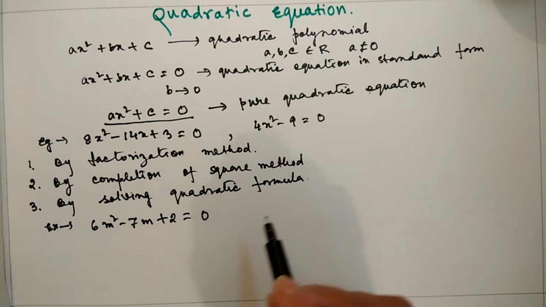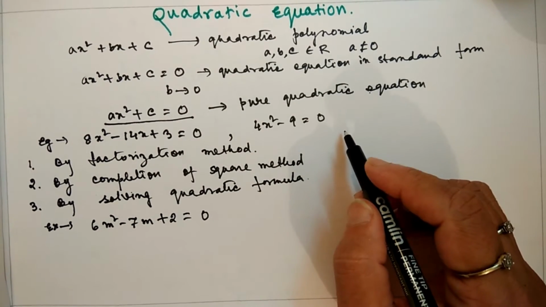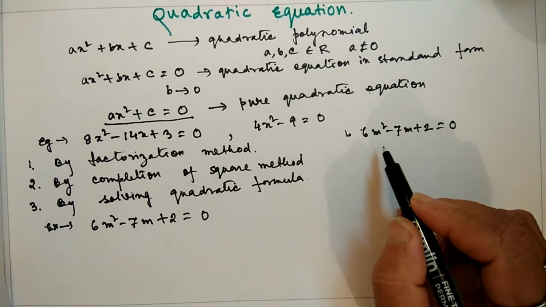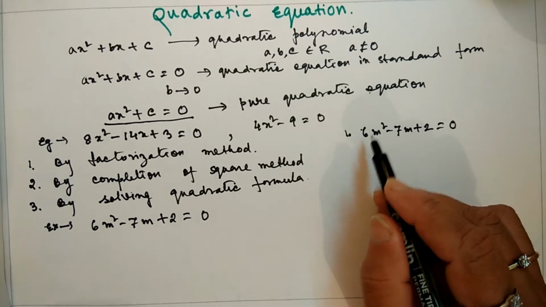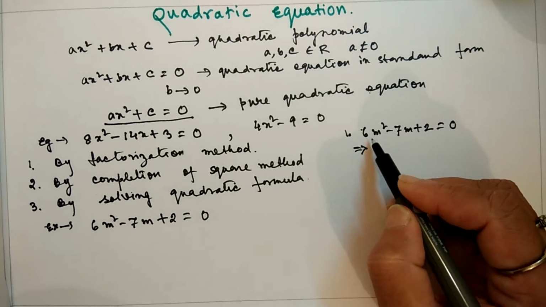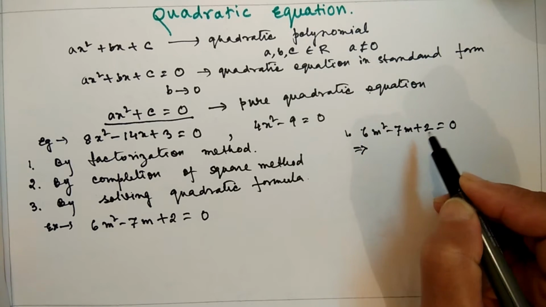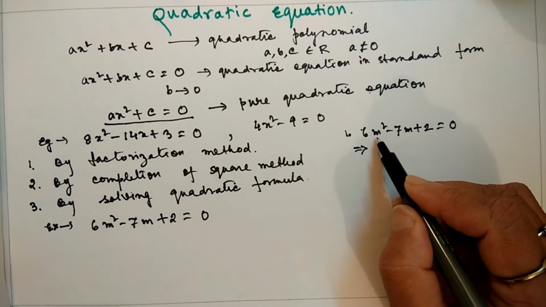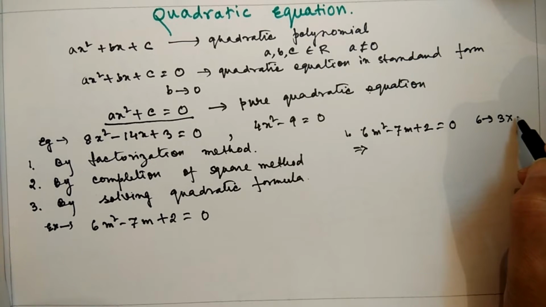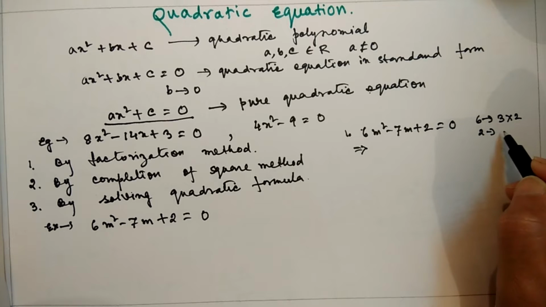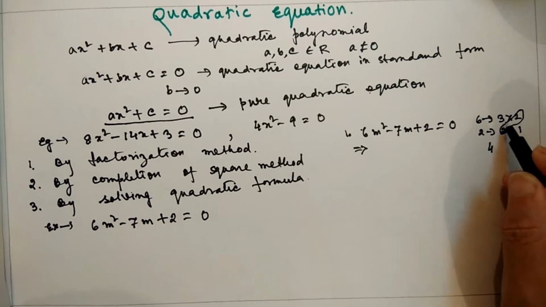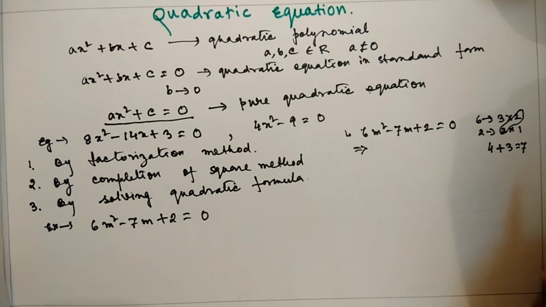So number one is the factorization method. Now in the factorization method, we take the left hand side expression. This is a and this is c. Now we take all the factors of a and c. How do we do it? See, factors of 6 are 3 into 2. Factors of 2 are 2 into 1. This 2 times 2 is 4, and this is 3. So 4 plus 3 is equal to 7.